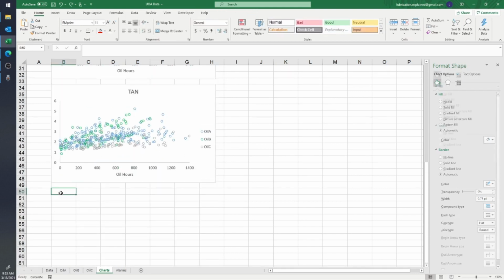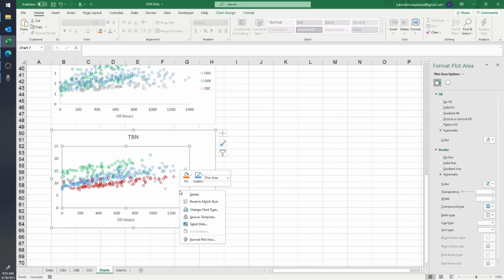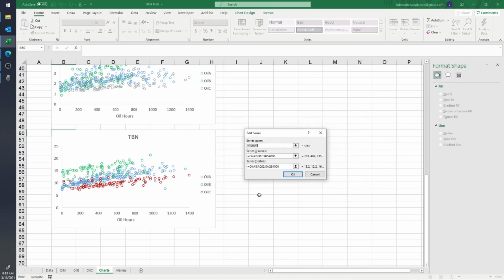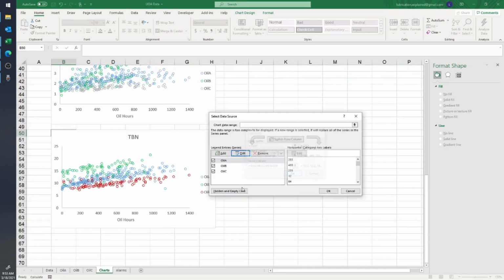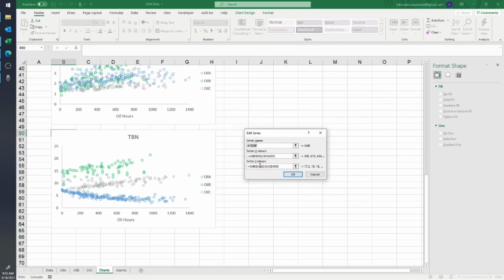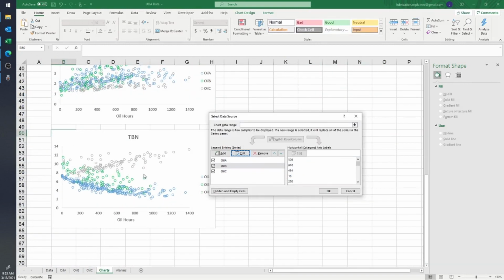Let's also look at TBN, because TAN and TBN are related, right? No question that they're related. However, they're not related in the way that you think. So let's look at TBN. I think it'll be interesting to see here. I suspect that the oils will have different starting TBNs. All right, so again, where's TBN? TBN is BC. And oil C.